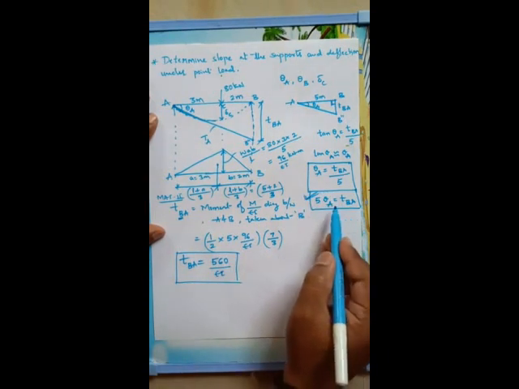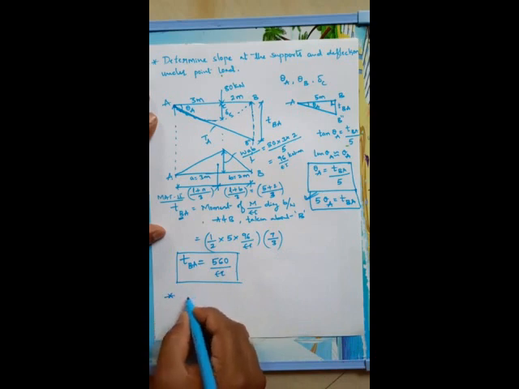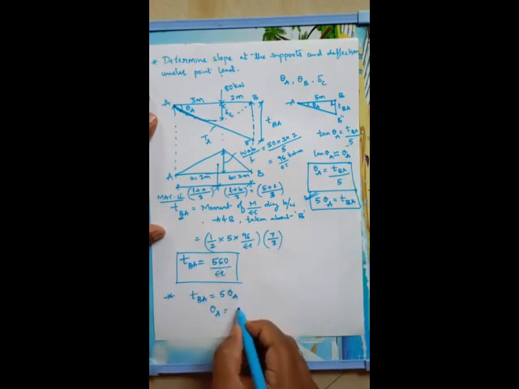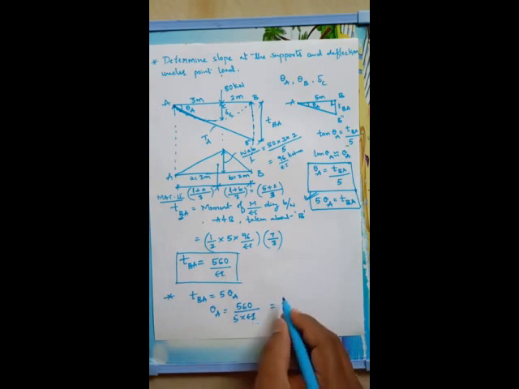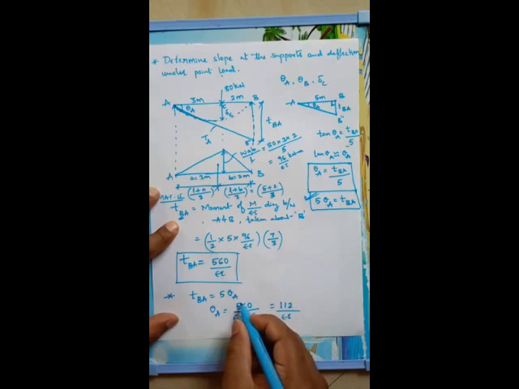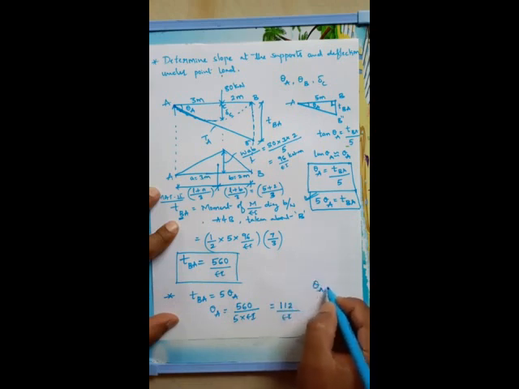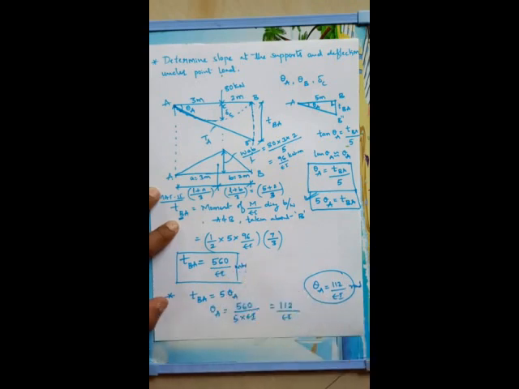So we know this equation in terms of theta A. If I want to calculate theta A, I know the equation T BA equal to 5 times theta A. So theta A equal to T BA divided by 5, which is 560 divided by 5 EI. Simplify this, you will be getting 112 by EI. So theta A equal to 112 by EI. This is in radians; this is in meters. So I got theta A.